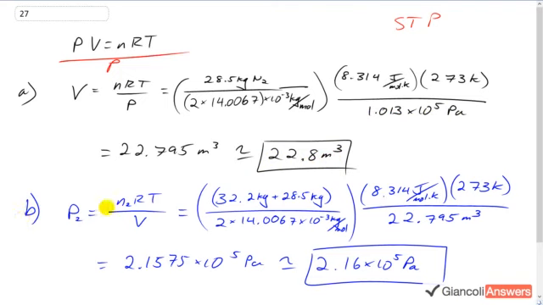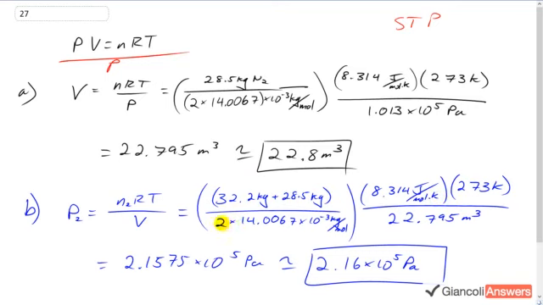Now in part B, we're going to add an additional 32.2 kilograms. So since it's additional, that means the total mass is 32.2 plus the initial 28.5 kilograms of nitrogen. And the volume is going to stay the same for the container. We're just changing the number of moles. And the temperature is the same.